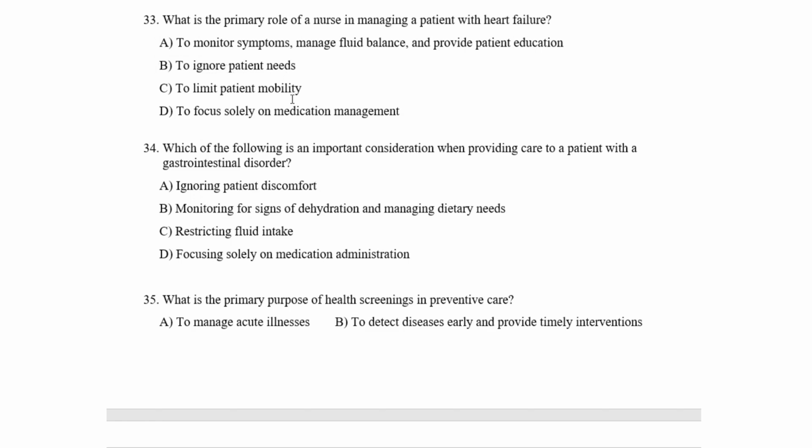यसको सही उत्तर हो option A, to monitor symptoms, manage fluid balance and provide patient education.